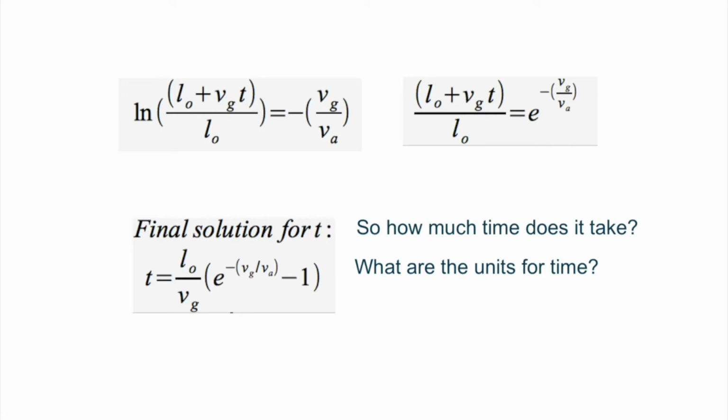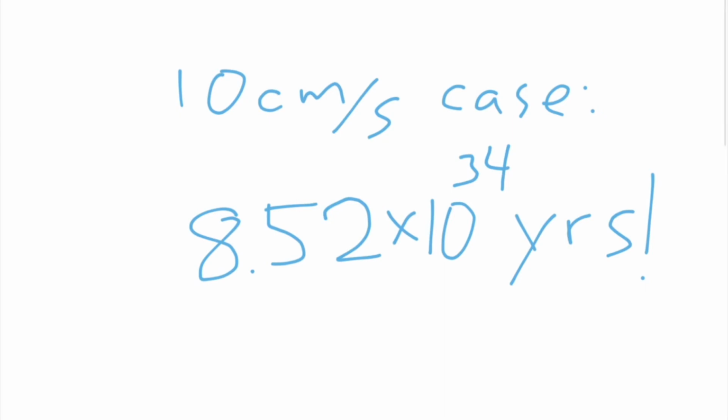And how much time does it take? It takes a pretty long time. If you substitute all the values in, which I encourage you to do, you end up with this. For the 10 centimeter per second case, 8.52 times 10 to the 34 years, which is really hard to even imagine. I don't think anyone even thinks the universe is that old. I think this is much older than the universe. So it takes the ant a long time, which is part of the reason why I gave him some cheerleaders.